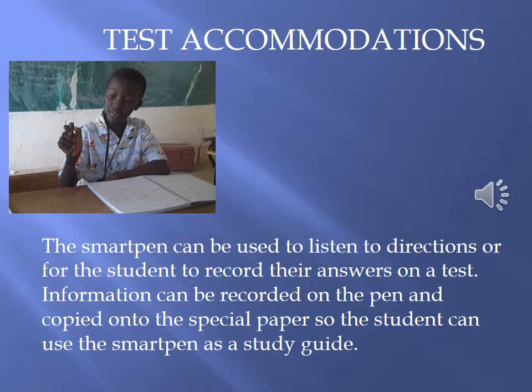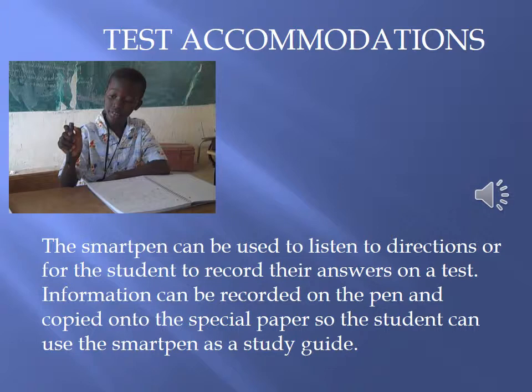When students need the directions to assignments or assessments read to them, the directions can be recorded onto the Smartpen for the student to listen to. They can repeatedly listen to the directions as needed. If a student has difficulty with writing, the Smartpen can record their answers instead of using someone to scribe. The teacher can grade the student's work by listening to recorded answers on the Smartpen.